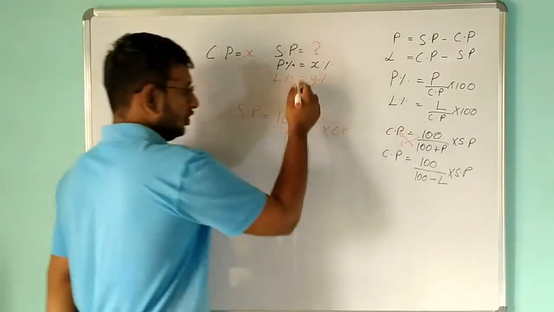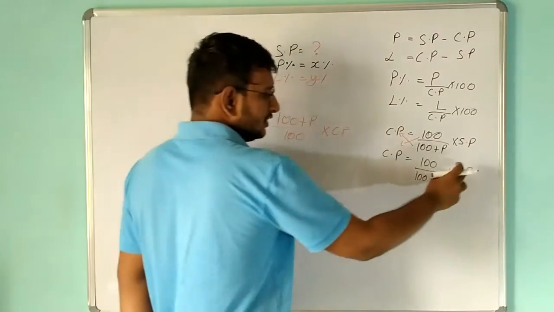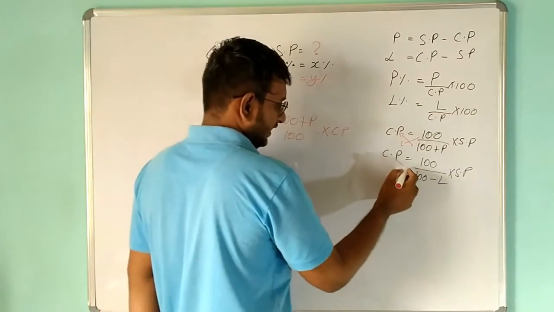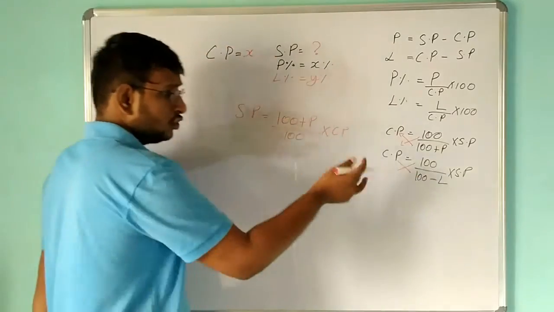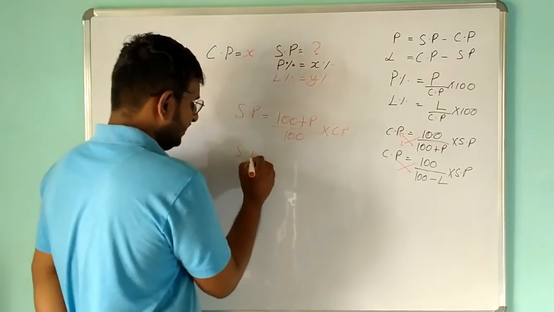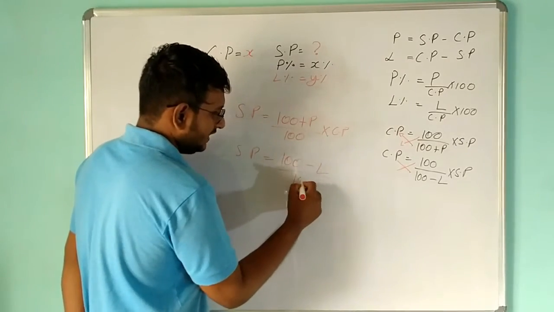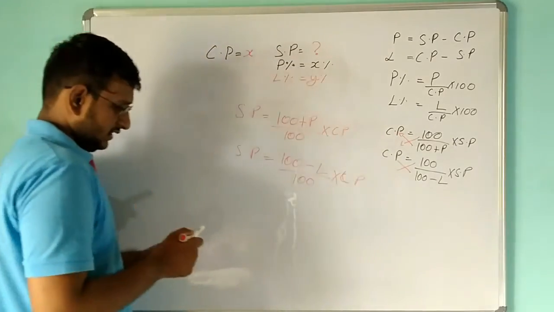Similarly, if they are giving loss percentage instead of profit percentage, we are just going to derive SP from the same formula. We are just taking the 100 by (100 minus L) to the other side so that it will get reversed. So in that case, we will get SP is equal to (100 minus L) divided by 100 into CP. That's the only thing that we are going to do.